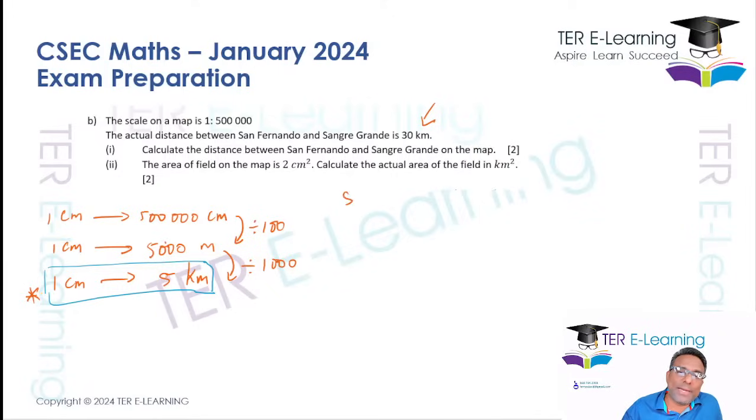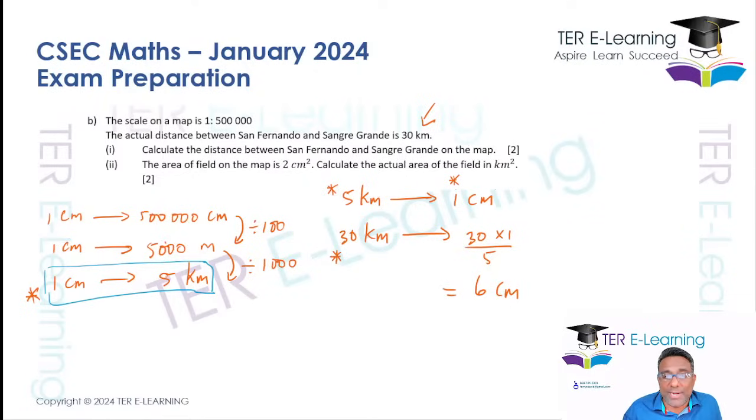So I know that 5 kilometers in actuality is represented by 1 cm. If I want to work out for 30 kilometers, I'm going to take 30, multiply by 1, and divide by 5. So 30 multiplied by 1 divided by 5 gives, on the map, 6 centimeters. That is how you work a problem like that. You need to figure out how many kilometers we have in 1 centimeter. That's how you do a question like this.